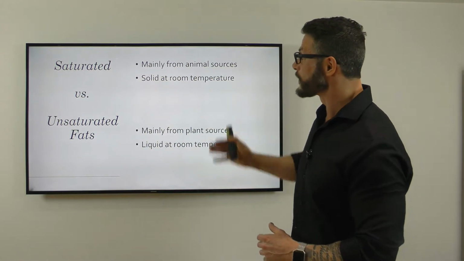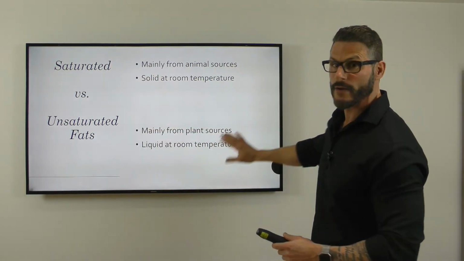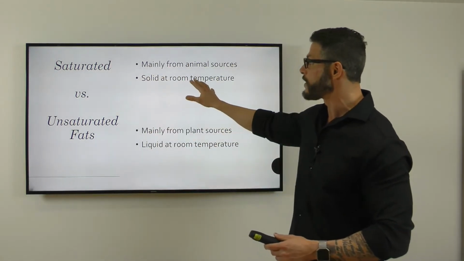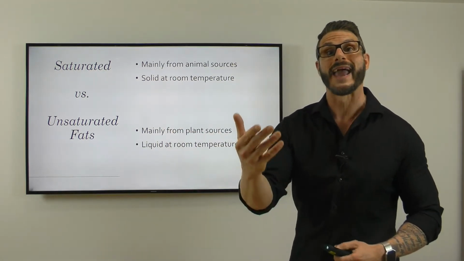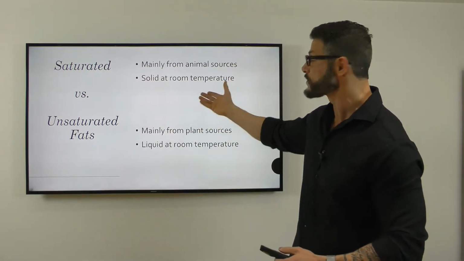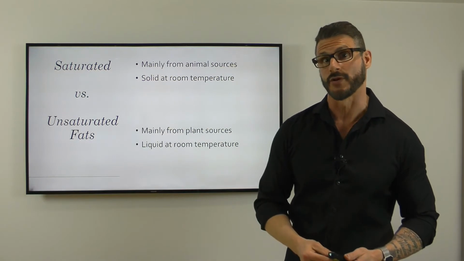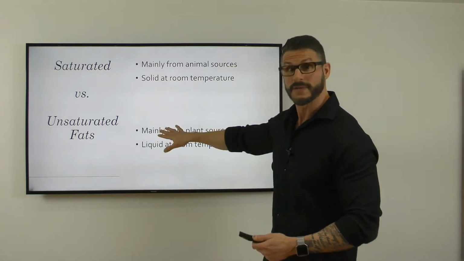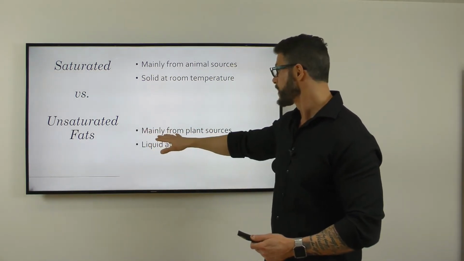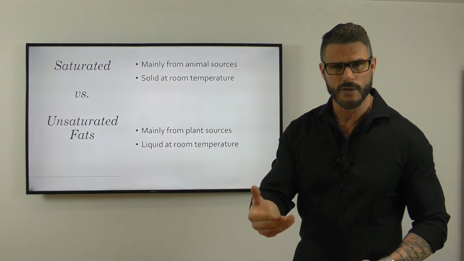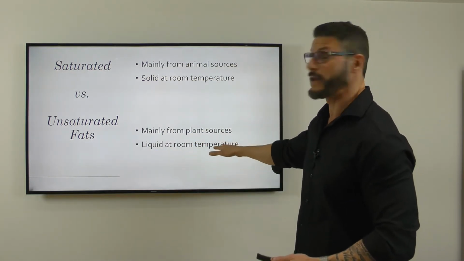And quite simply, you can draw a line down the middle here, and on this upper side, you're going to have the fats coming mainly from animal sources, and also they're solid at room temperature. And they're very opposite when it comes to the unsaturated fats, which are mainly coming from your plant sources, and they are liquid at room temperature.